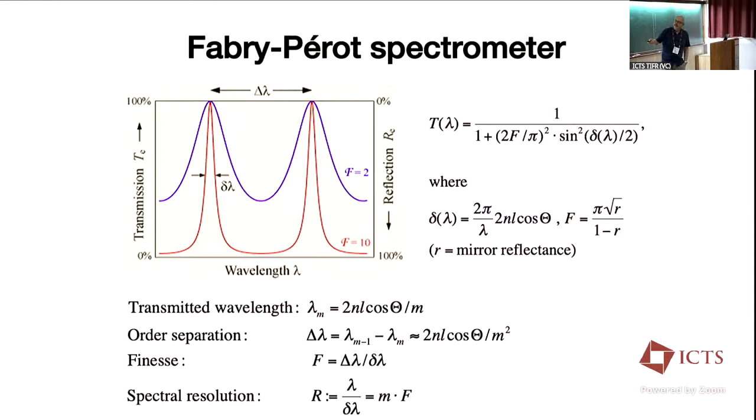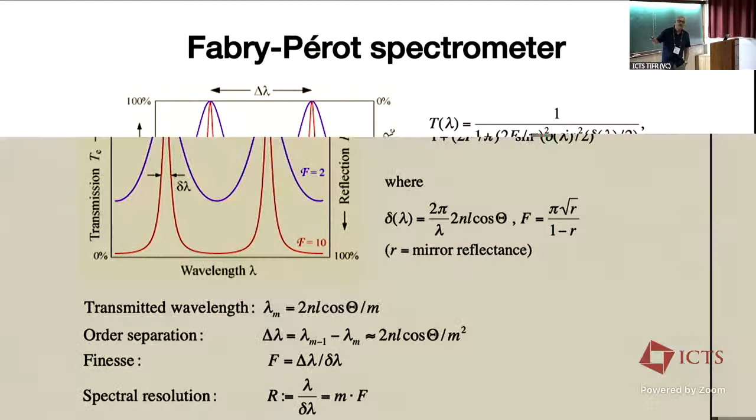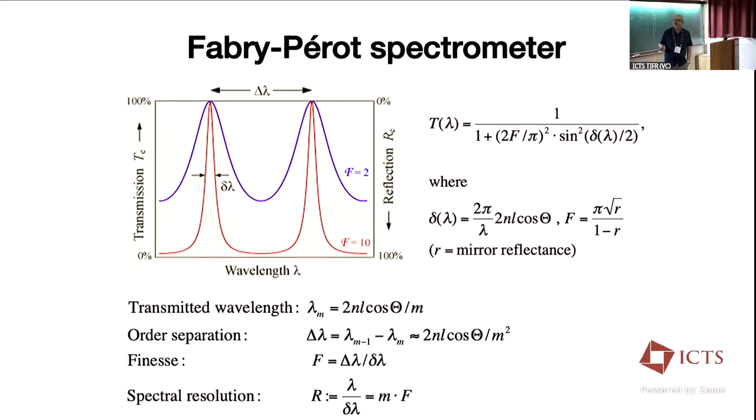So that's the finesse. It's the distance here between two peaks divided by the width of the lines. And if now I go into the definition of the spectral resolving power, lambda over the width of the line, then I get the order m multiplied by the finesse F.